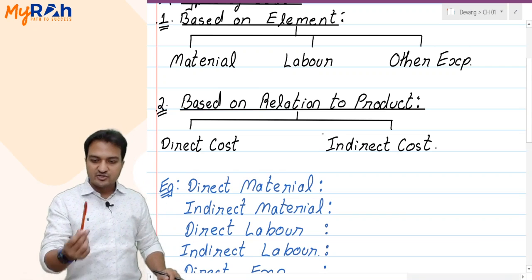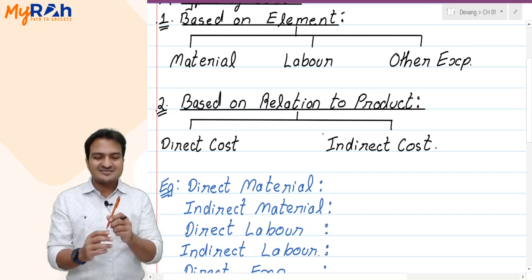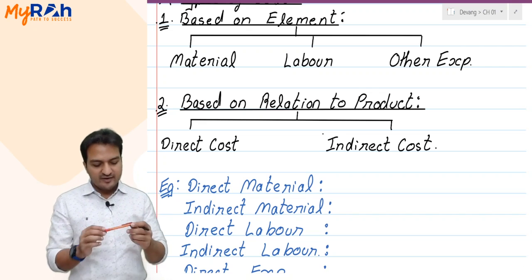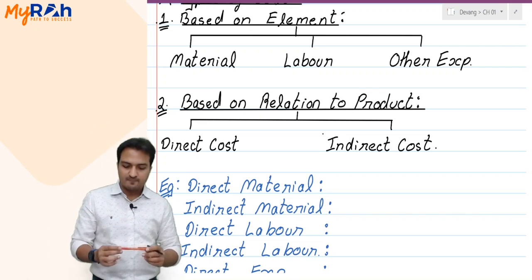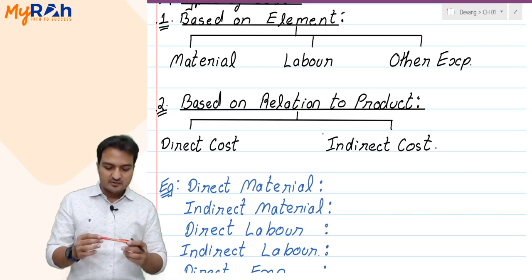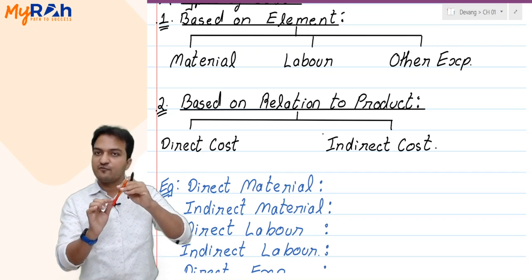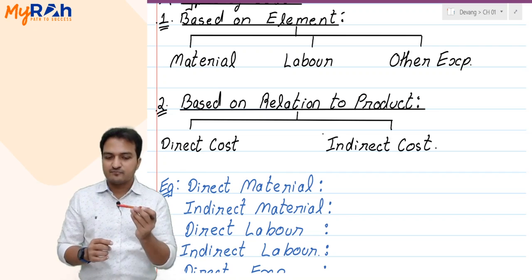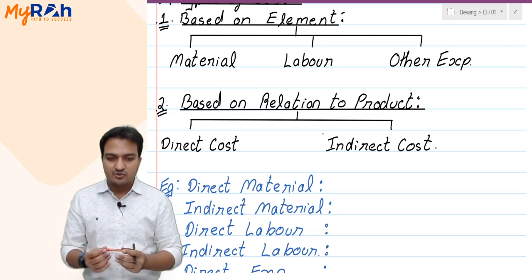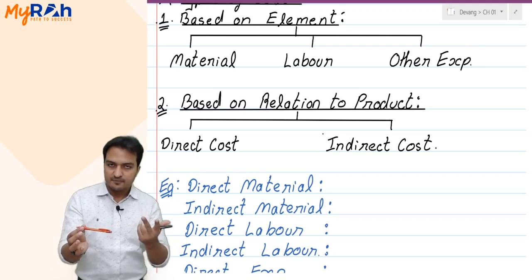If I'm manufacturing this pencil, then material cost indicates what? Materials would indicate, say, this pencil is made up of plastic. Plastic becomes my material. But this pencil contains plastic, it contains, say, rubber at the top and rubber for the grip, plus it also contains, say, lead inside. So three main materials are used in making this product: plastic, lead, and rubber.